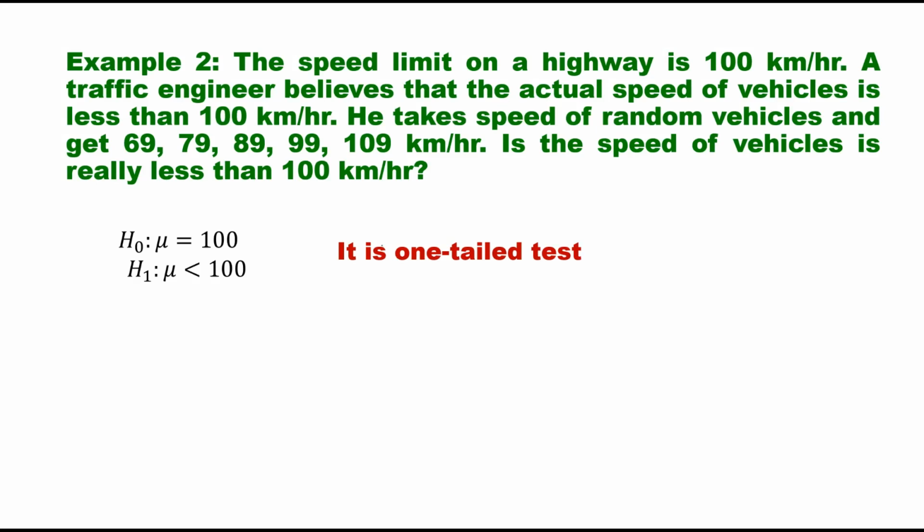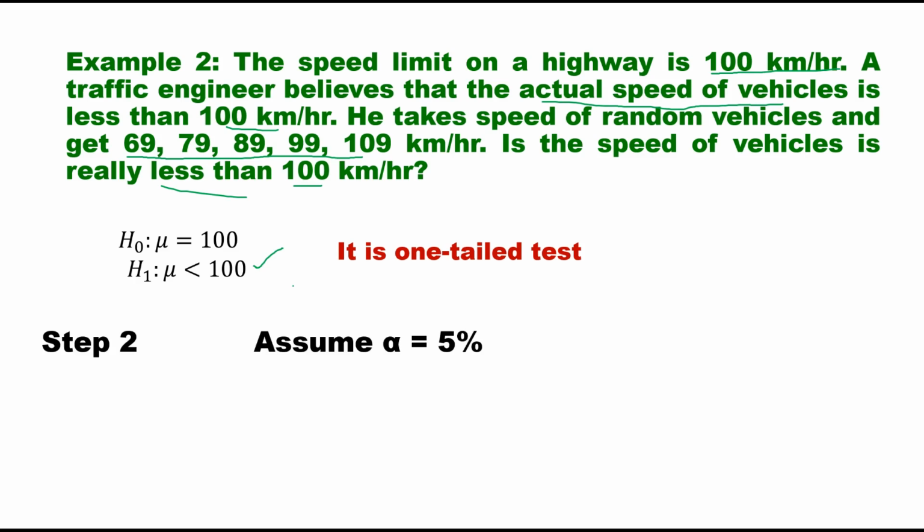Now let us take one more example. The speed limit on a highway is 100 km per hour. A traffic engineer believes that the actual speed of the vehicles is less than 100 km per hour, and therefore he takes the speed of randomly selected vehicles and gets 69, 79, 89, 99 and 109 km per hour. So 5 vehicles are selected. Is the speed of vehicles really less than 100 km per hour? That is the question. Now here when we say less than, then it becomes a one-tailed test. So it is on the negative side. So here you assume alpha is equal to 5%.